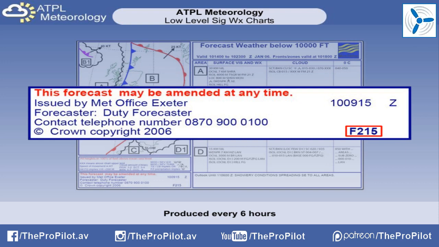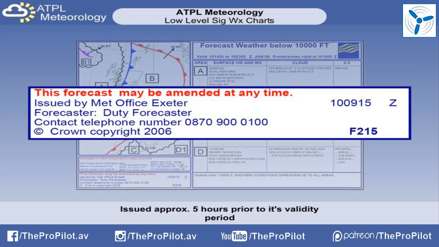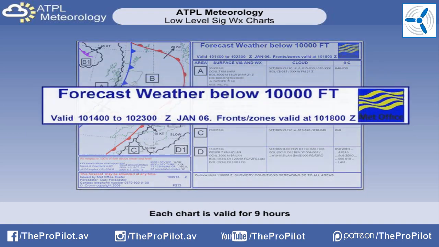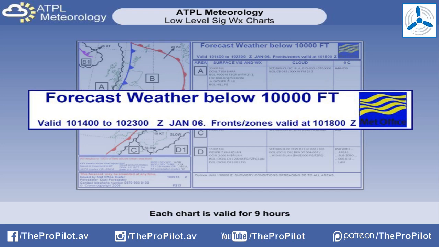It's produced every 6 hours, 365 days a year, for aircraft flying low level over the United Kingdom and adjacent areas. Also shown on the chart is the issue time, duty forecaster, and contact details. The chart is issued approximately 5 hours before the start of the validity period, and each chart is valid for a period of 9 hours. The precise period of validity of the forecast is clearly identified at the top of each chart. In this example, we have a chart which is valid between 1400 Zulu on the 10th of January till 2300 Zulu on the same day.